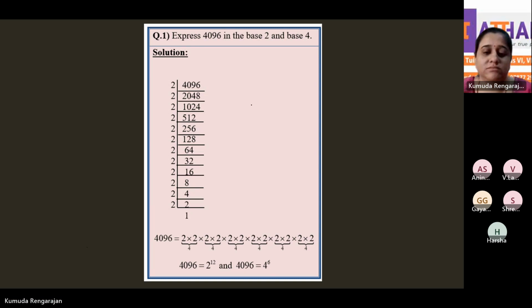Ma'am, I don't get this question at all, ma'am. No problem. I'll tell you now. See here. We need to express 4096 as a product of its prime factors. We are all aware of this procedure. Do that. And you can see here, we have expressed 4096 as a product of its primes, and it has only 2 as a prime factor.